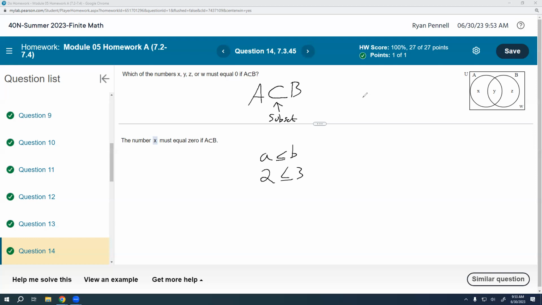Right? So if we look at this Venn diagram over here, what would have to be 0 if all of A is inside B? Well, what's outside of B? This is the part of A that is outside B. So if that was 0, then all of A would be inside B. So I claim for my diagram that the letter X, if it was 0, then all of A would be inside B.